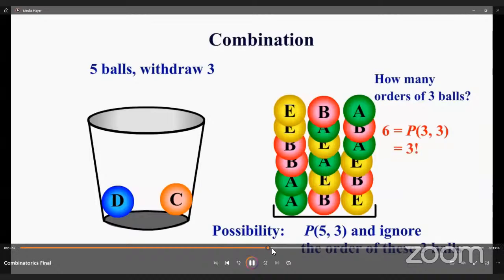So that is 3 factorial. So the P53, that is this one: 5 factorial divided by 5 minus 3 factorial, so that is 2 factorial. Then you divide it by these 3. Okay, so that's what you get.